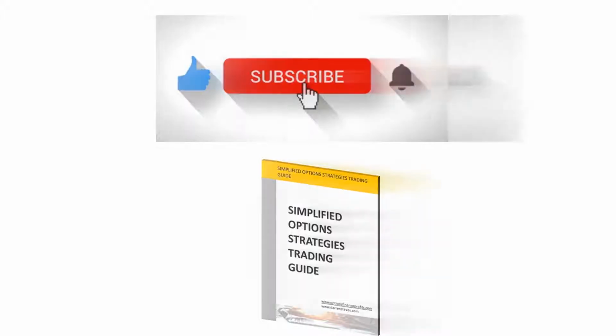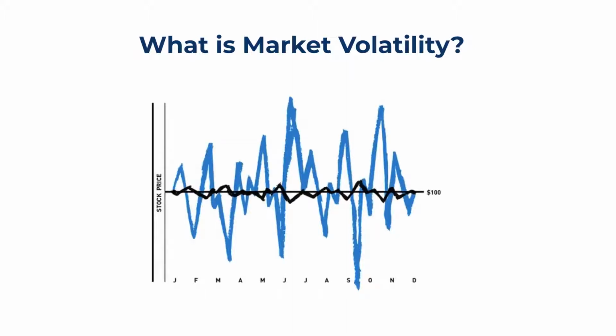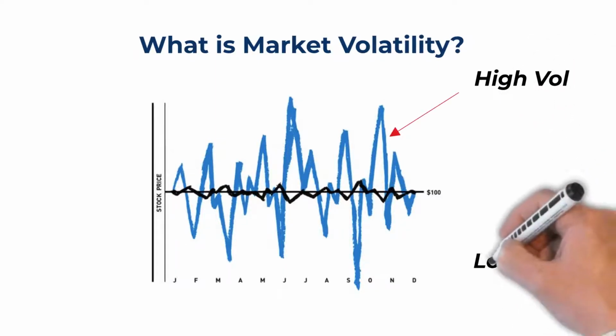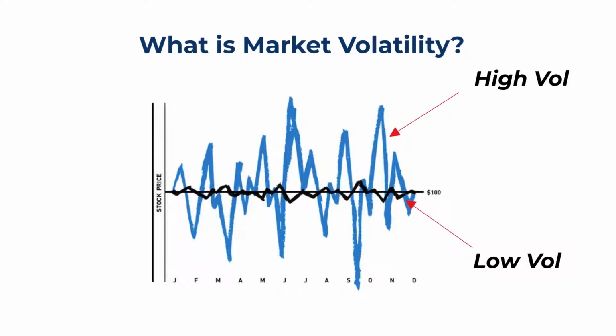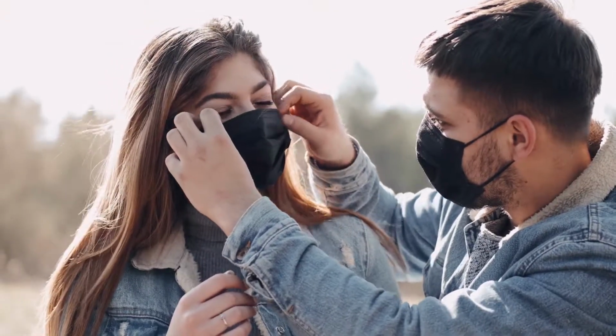So let's get started. What is market volatility? Volatility is a measure of how much the price of a security like a stock, ETF, or commodity fluctuates over time. It's often used as a gauge of risk. The higher the volatility, the greater the risk. Volatility can be caused by many factors, including economic news, earnings announcements, and global events. For example, the COVID-19 pandemic caused high volatility in the stock market.